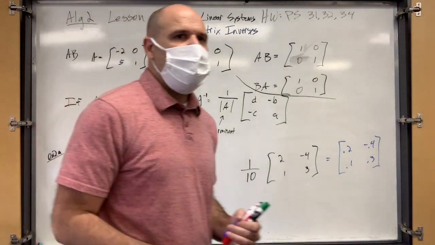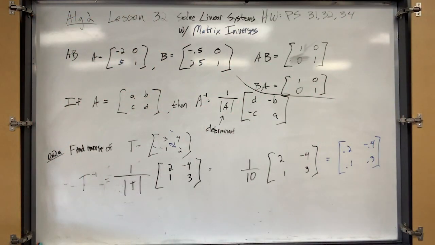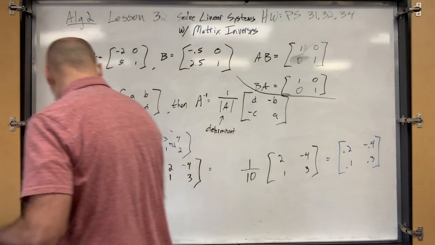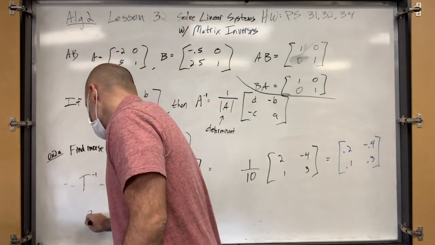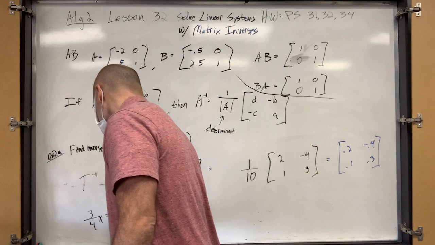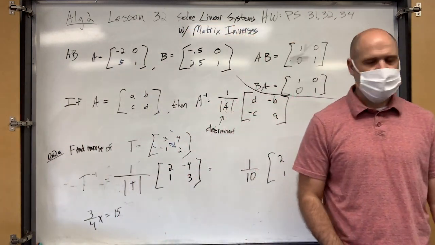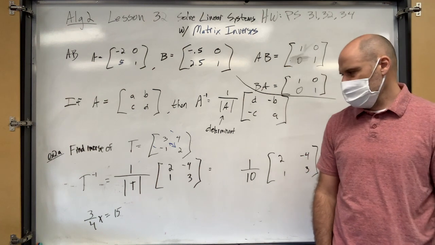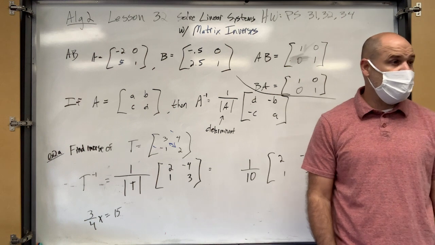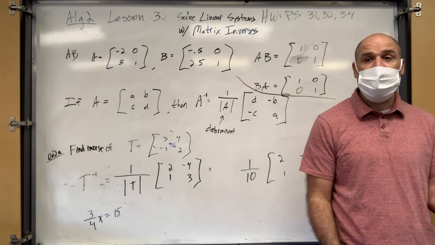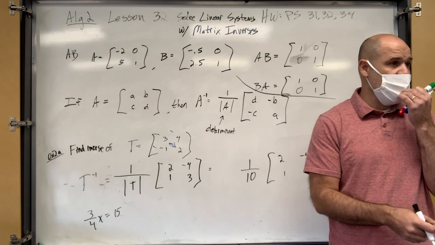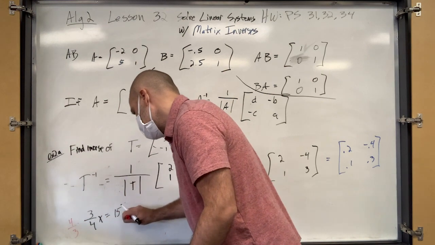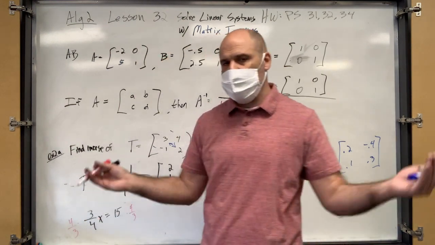So all this leads to this kind of example. When I have something like 3/4 x equals 15, how do you solve for x? How do you get rid of the 3/4? You divide by 3/4, which is the same thing as multiplying by 4/3, right? So I just need to multiply both sides by the multiplicative inverse. And I get 20.